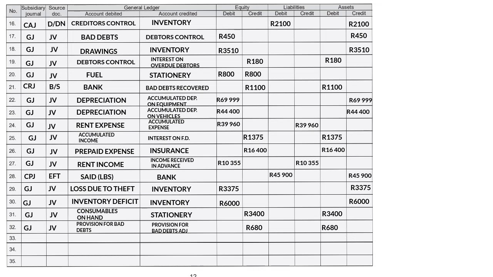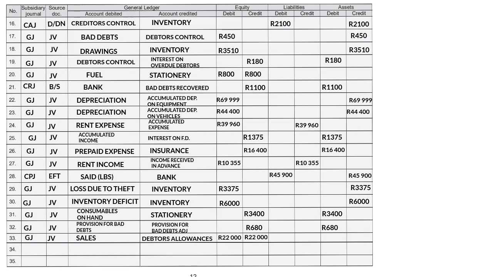Number 33. Debtor's allowance of 22,000 Rand must be closed off and transferred to the sales account. So your subsidiary journal is your general journal. Your source document is your journal voucher. Account to be debited is your sales account. Account to be credited is debtor's allowances. And it will be 22,000 Rand in your debit and credit column of owner's equity.